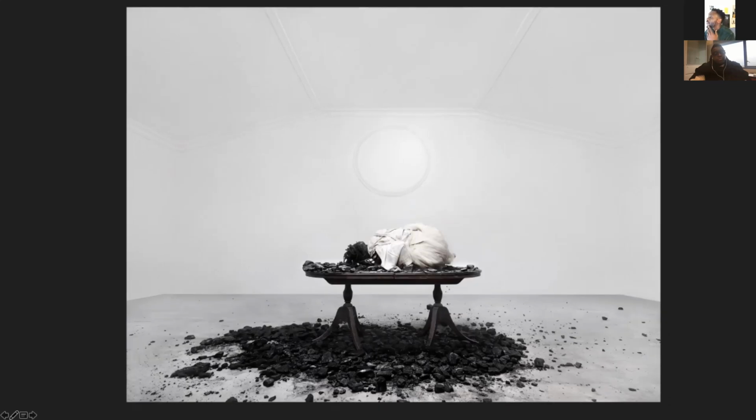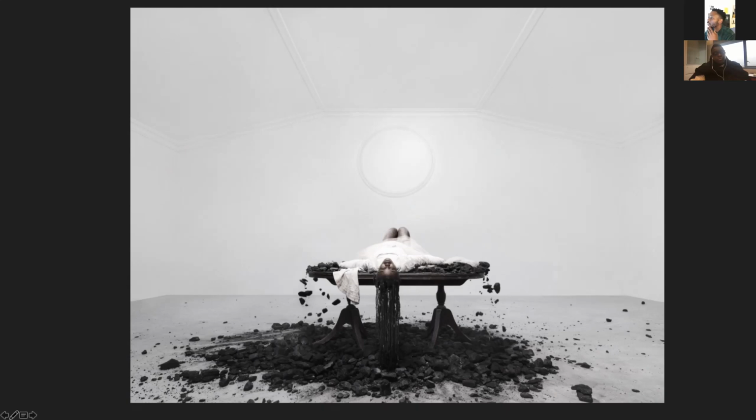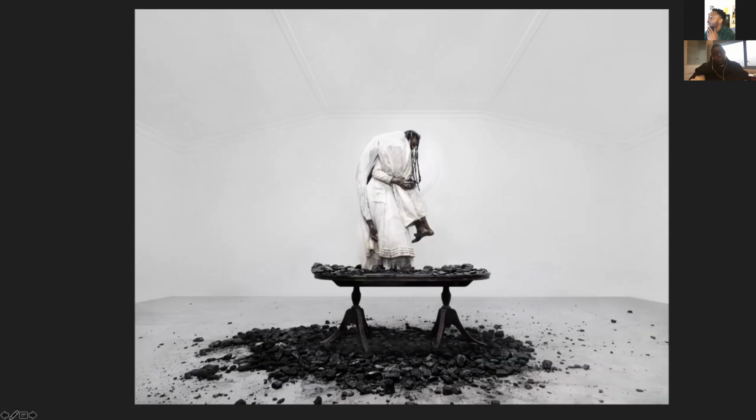In the last frame of the series, we have an image of the same woman, but now she's carrying a frail body of a man. This being a reference to the absent father figure or the absent male figure.